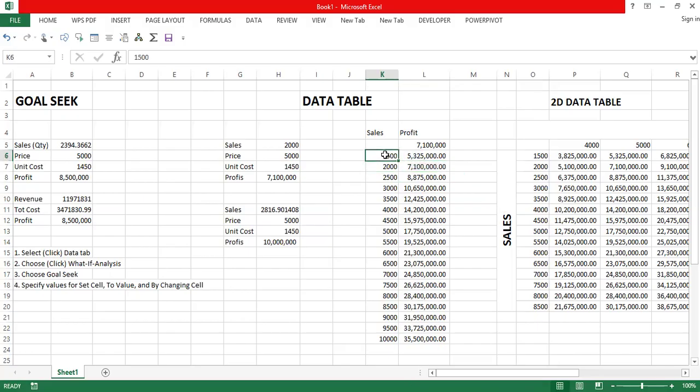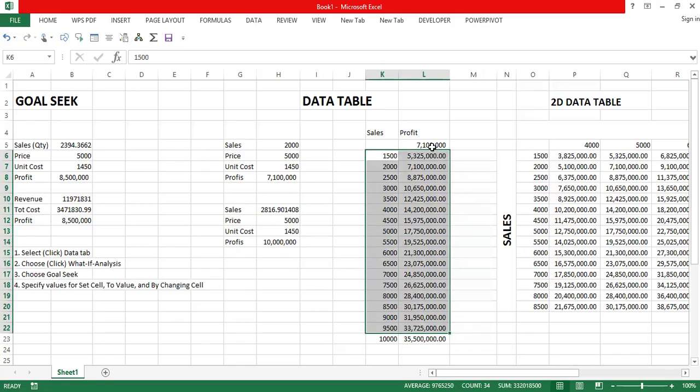So now it has given you the different values. It's telling you that with sales of 1,500, you get this profit. With sales of 3,000, you get this. With sales of 6,000, you get this. With sales of 10,000, you get this. So that's what the data table does for you.